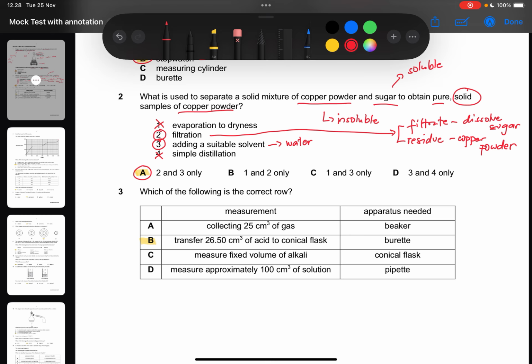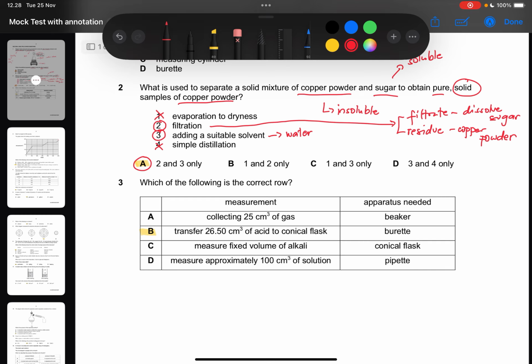Question number 3. Which of the following is the correct row? We're talking about measurement and the apparatus needed. Letter A, collecting 25 cubic centimeter of gas using a beaker. That's not correct. First of all, we cannot collect gas using the beaker.